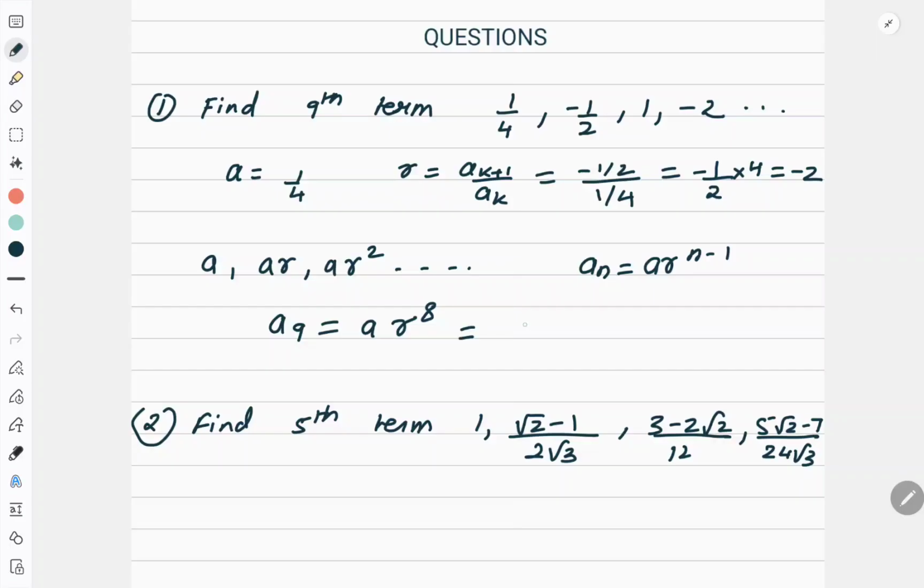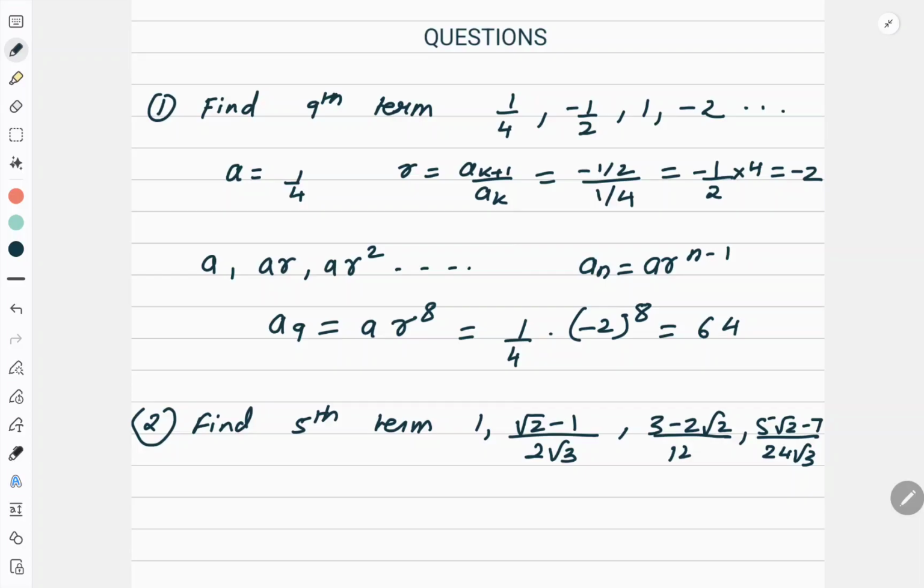So 1 by 4 into (minus 2) to the power 8. Since it is an even power, the minus sign will go, and when you solve this, it is equal to 64. Correct? So this is how you have to find the terms.